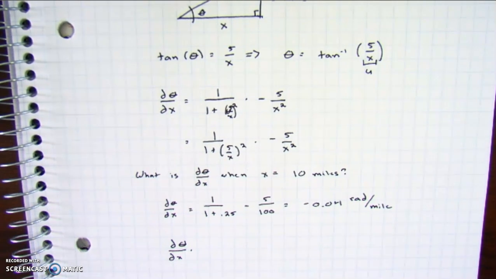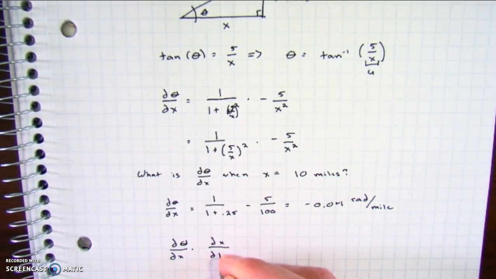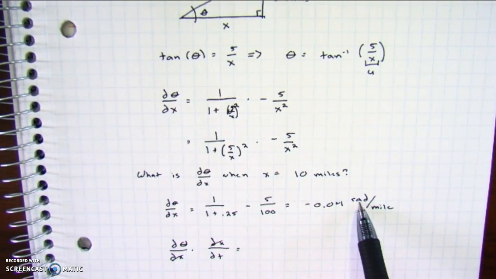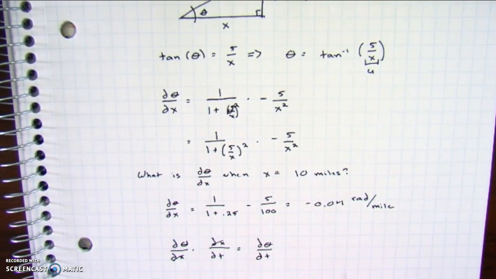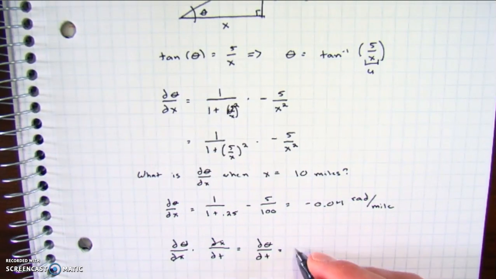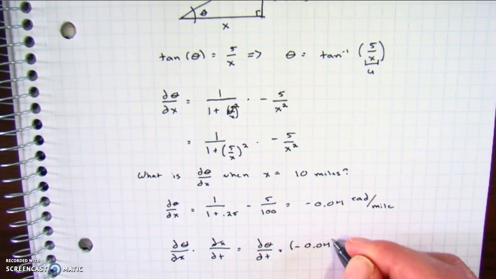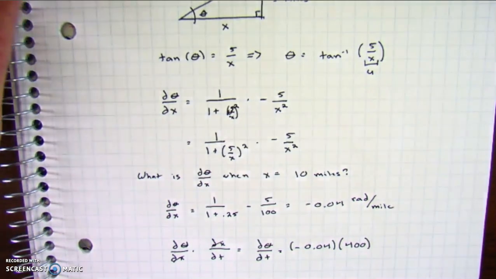Well, 400 miles per hour, that's just a velocity, right? So that is miles changing per hour. So if we multiply this times our 400 miles per hour, we're going to end with d theta, how much theta is changing with respect to time. And that's what we want. So we're going to do negative 0.04 times 400.